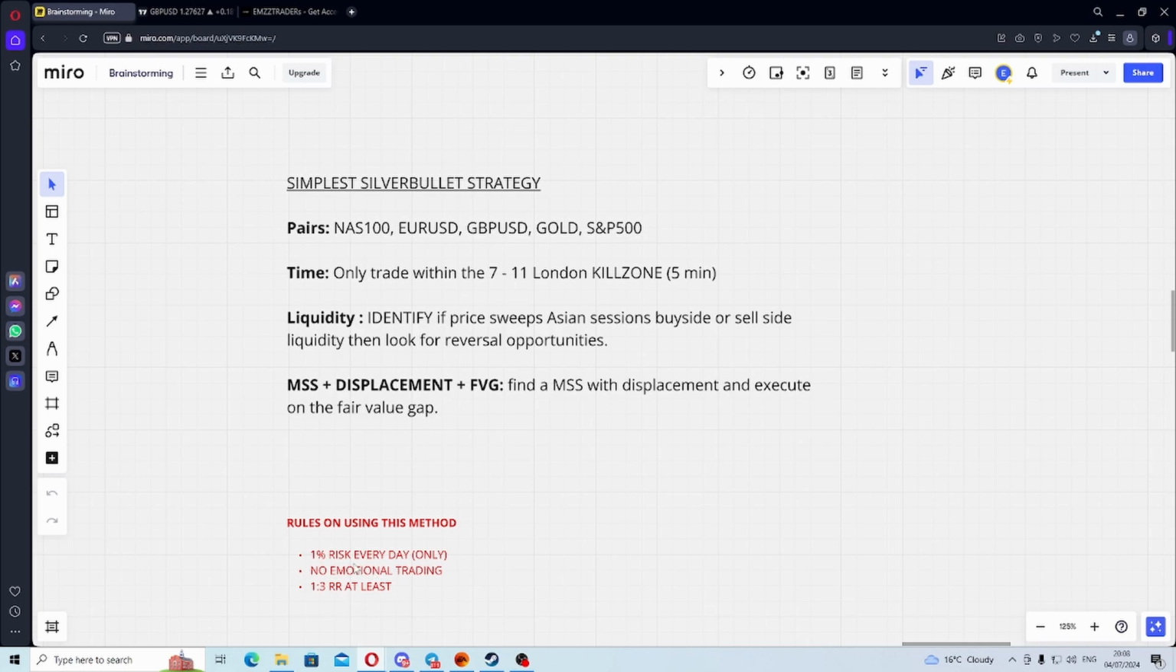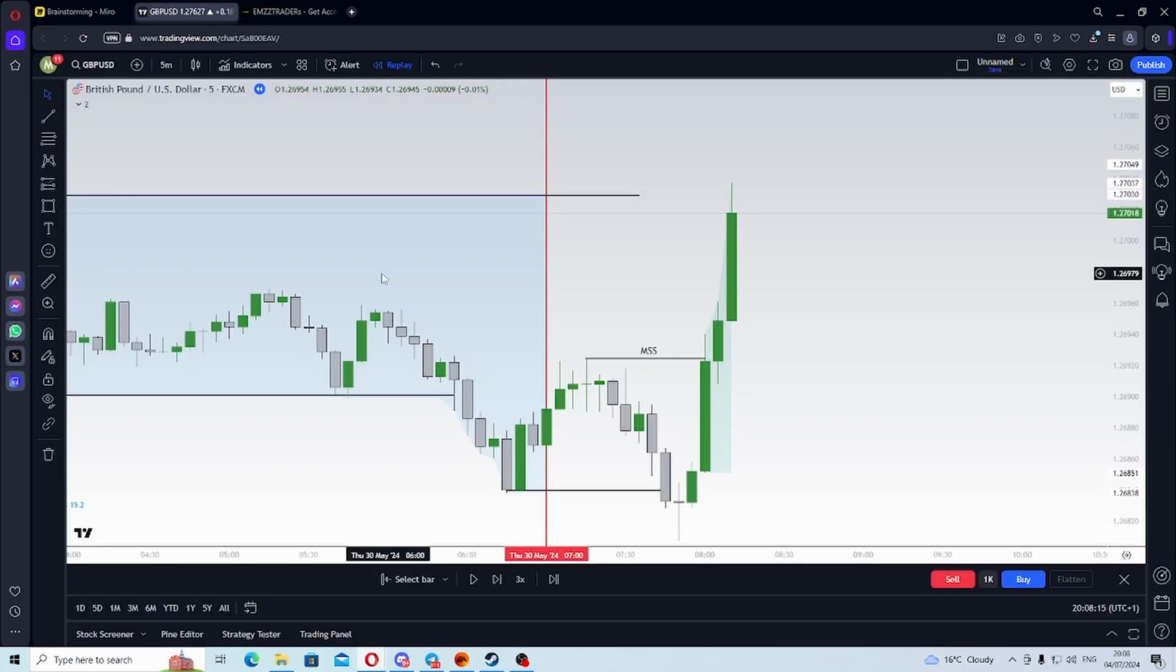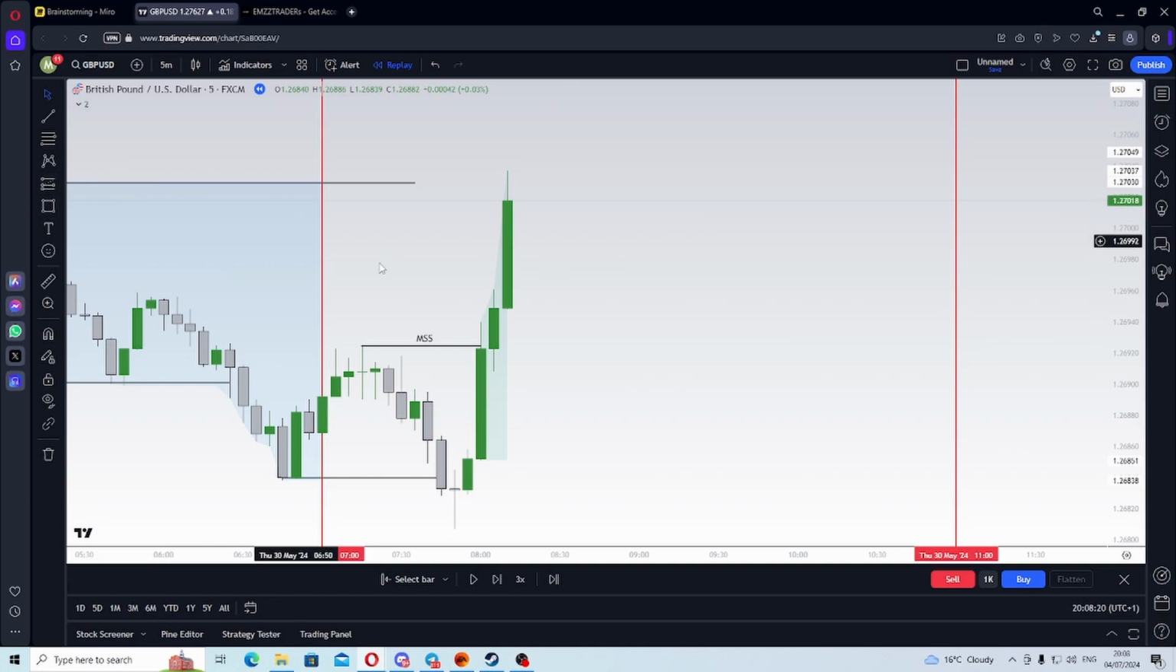But just before that, there's some rules on using this method, okay? You can only risk 1% each day, okay? There's no emotional trading and at least a 1-to-3 risk to reward ratio, no less than that. Now I'm going to be marking out my fair value gap, which is from this wick right here to this other candle wick, and I'm going to be marking this out really quickly. Write the name of it.